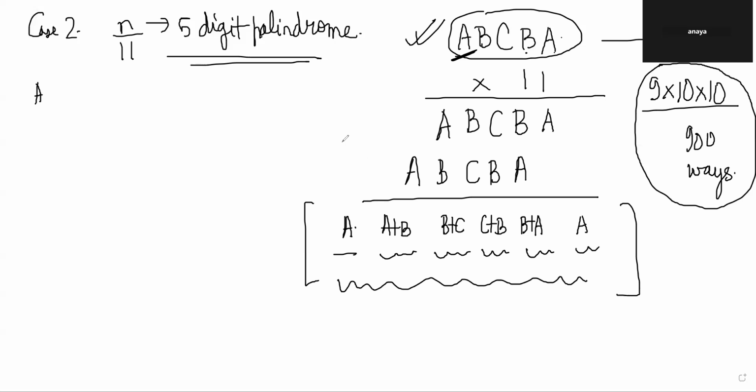I did, if A is 8, then B or C could be either 0 or 1. So that's four ways you can do it. And then if A was 7, B and C could be 0, 1. If A is 1 and B is 0, how many possibilities of C are there?